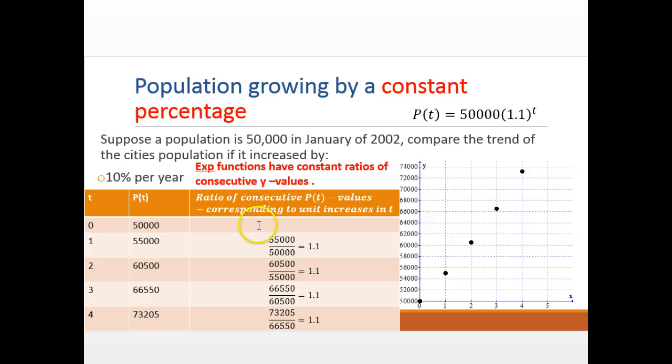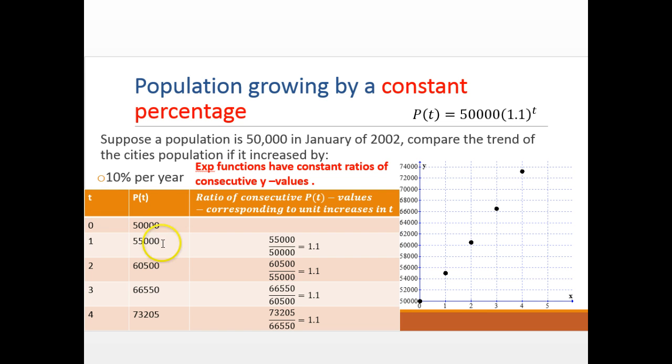Now, exponential functions have constant ratios of consecutive y values. My ratios are one y value to the prior y value. The only caveat here is that the unit value in the t or the x has to be the same as well. In this case, my unit value increases by 1 for each of these.